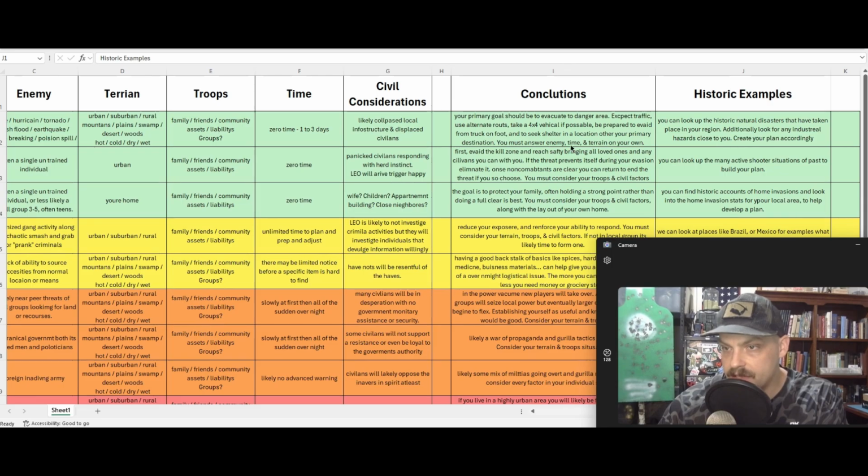You must answer enemy, time, and terrain on your own, right? So I don't know what storms you're going to have to fight. I don't know what terrain you're going to be in, and I don't know what kind of time frame you can expect to have before that storm is upon you.